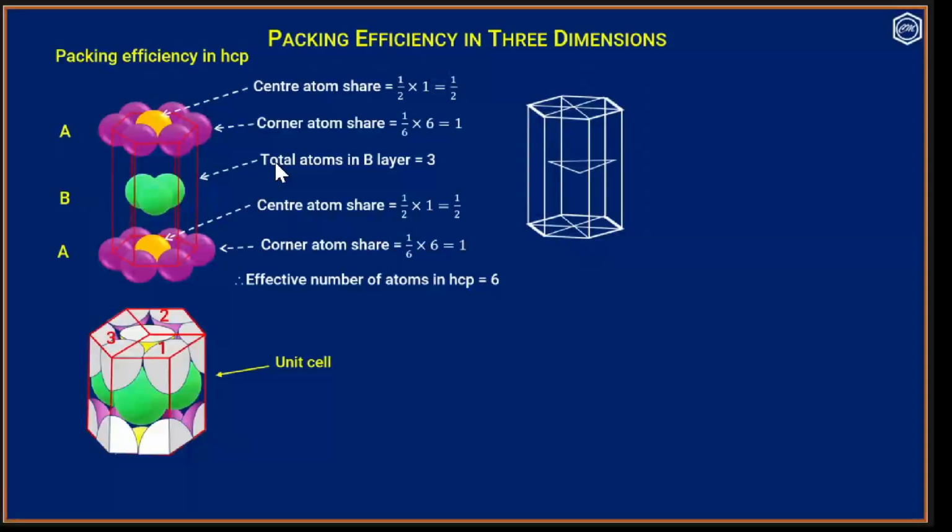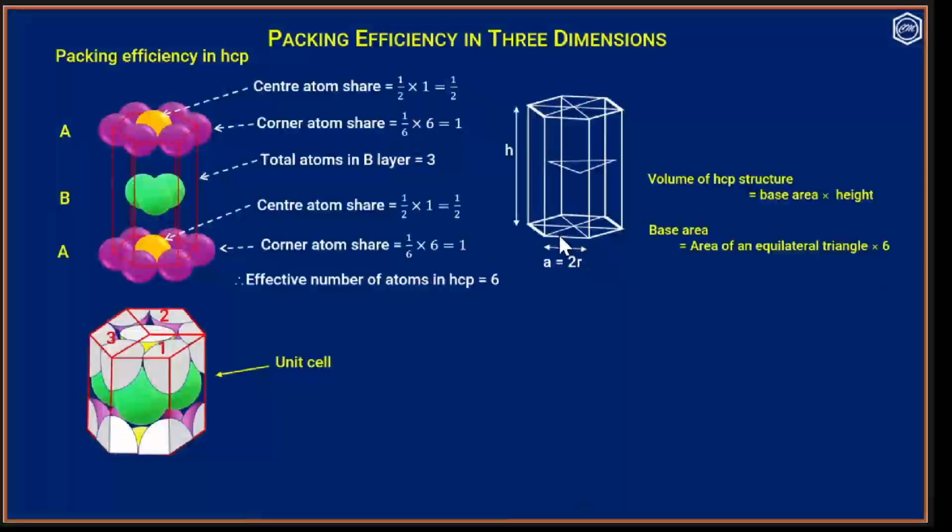Now the HCP structure can be written like this, and the height of the HCP structure, h, is equal to 2r. So this distance, the side of the unit cell, is 2 radii. Now the volume of this HCP structure is equal to base area into height, and the base area is divided into 6 equilateral triangles. So therefore the base area is the area of an equilateral triangle into 6.